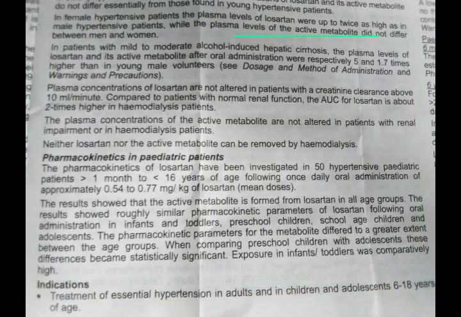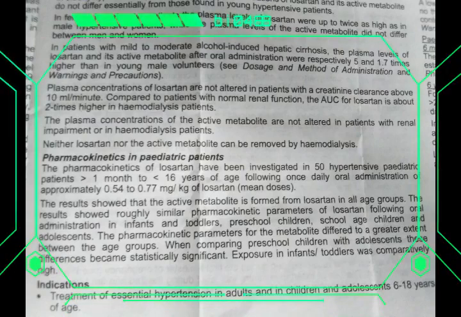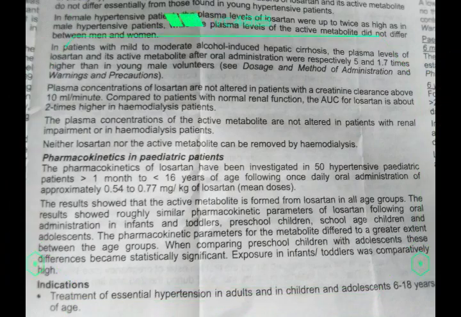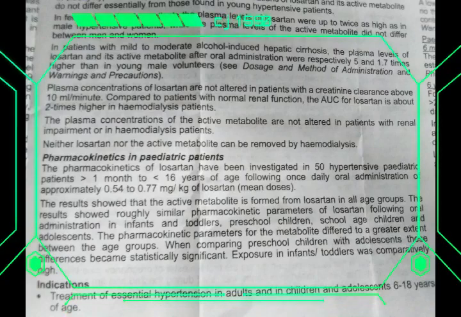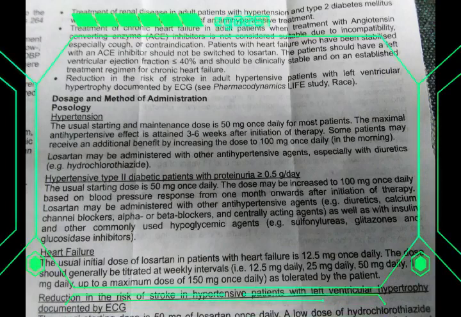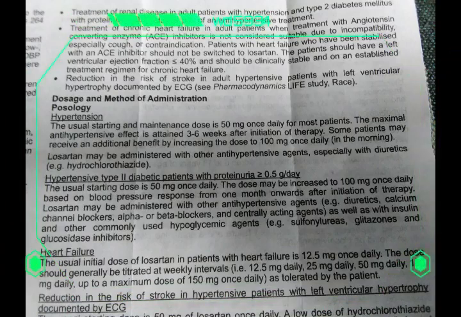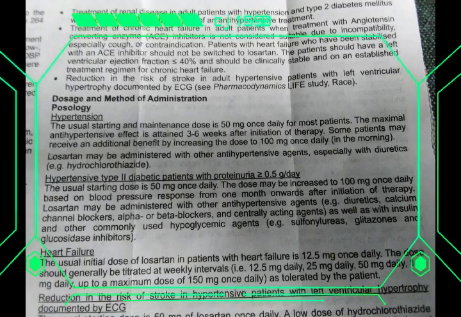Characteristics in patients. In elderly hypertensive patients, the plasma concentration of losartan and its active metabolite do not differ essentially from those found in young hypertensive patients. In female hypertensive patients, the plasma levels of losartan were up to twice as high as in male hypertensive patients, while the plasma level of the active metabolite did not differ between men and women.